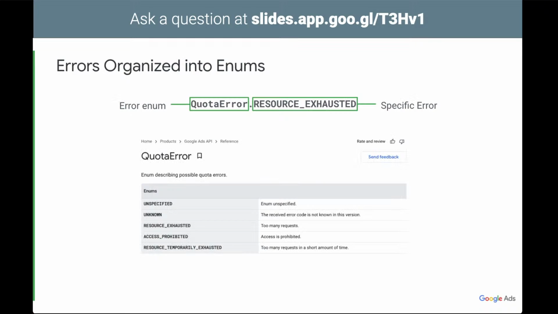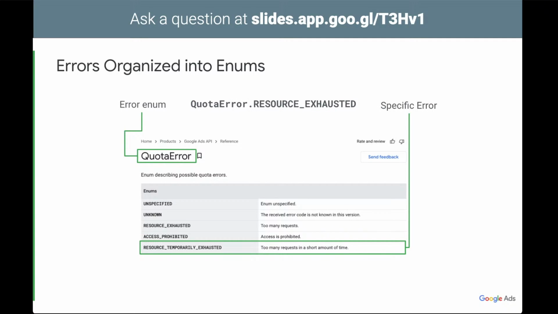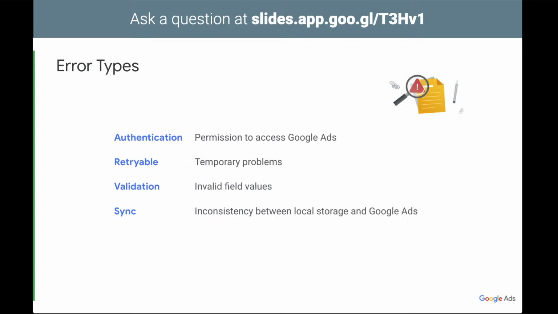Let's talk about the different types of errors that we're likely to encounter. Firstly, it's important to know that errors in Google Ads are organized into enumerations. So for example, I might have a quota error, that's the enumeration, and within that, a specific error, resource exhausted in this example. I can then use that information to go to the right reference page, because the reference pages are also organized by enumerations. Each enumeration contains details about the specific error. So if I encounter a date error, I can go to the date error page, and I'll be able to find all the possible date errors.